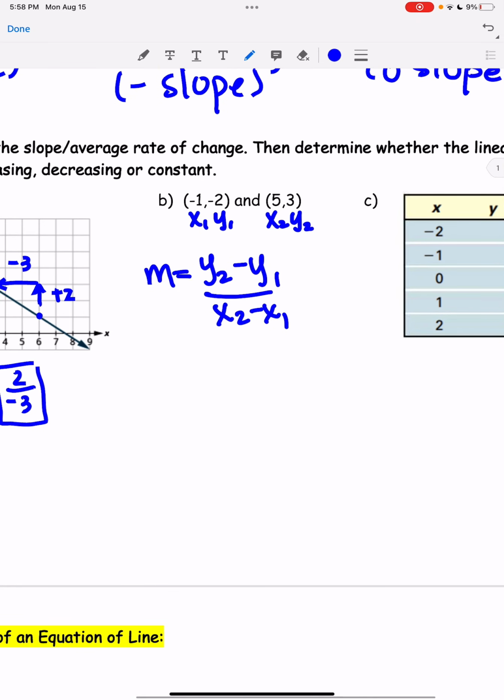I recommend writing your formula every time. You're going to have to memorize these, and the more times you write it, the easier it's going to be to memorize it. So now I have my formula. I have my points labeled. So now it's just plugging in. My y2 is 3 minus y1. My y1 is a -2. So we have minus a -2. The first negative is in the formula. The second negative is what my y1 is.